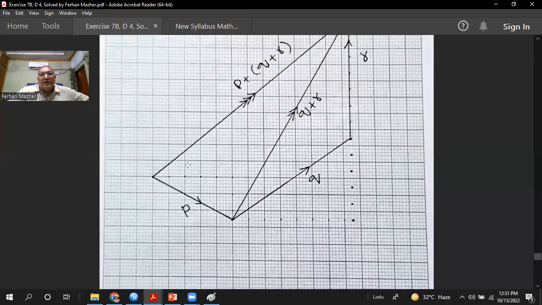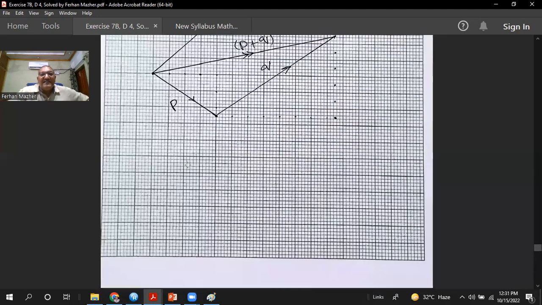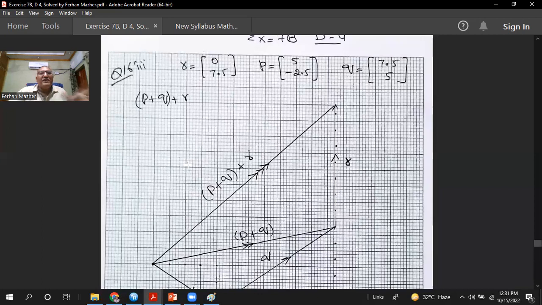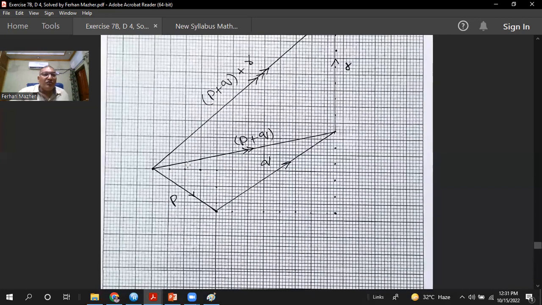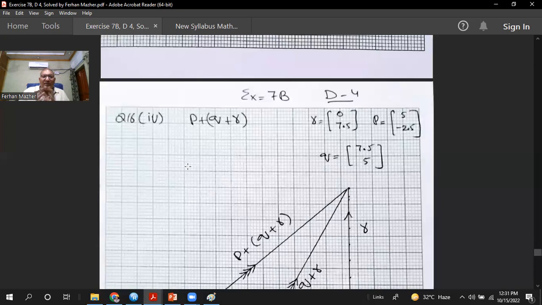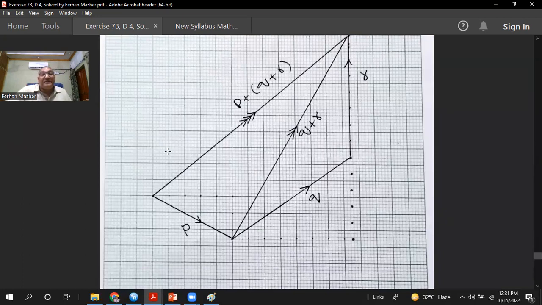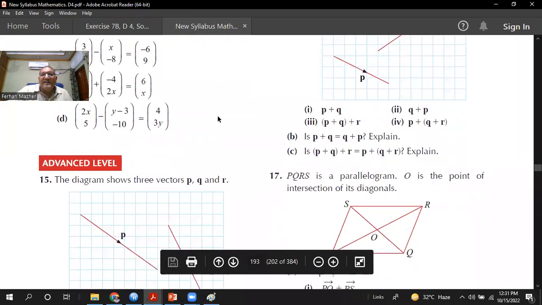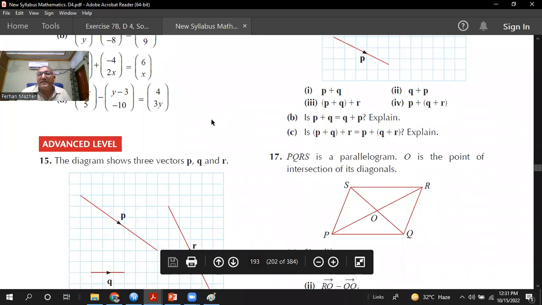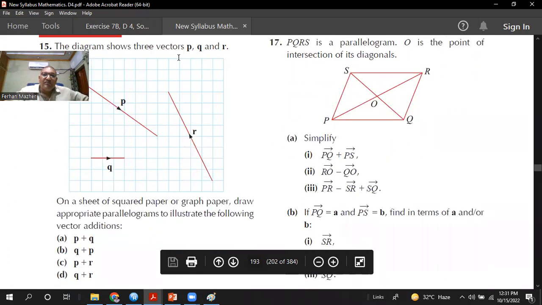So in both the cases, whether you do P plus Q and then add R, or you do Q plus R and then add it to P, the answer is the same. And that is the next question. He says, is P plus Q and Q plus P the same? Yes. And is (P plus Q) plus R and P plus (Q plus R) the same? Yes. And why? Because in both the cases, the column vector of the final resultant was the same. Hopefully you understand this little tricky thing.